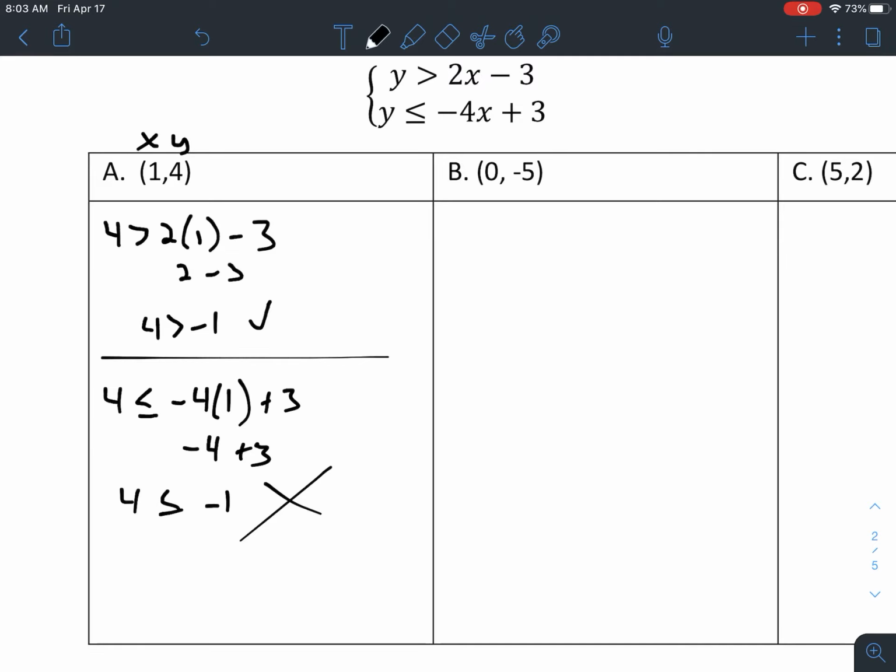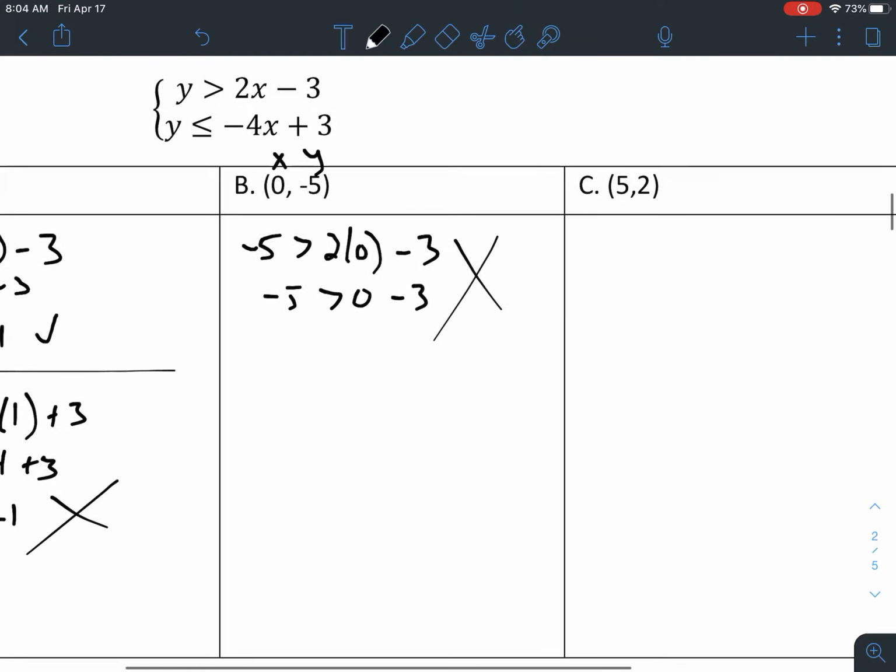Try the second one. Once again, that's x, that's y. Negative 5 is greater than 2 times 0 minus 3. Gives us 0, leaves us minus 3. Negative 5 is not greater than negative 3. So we know that one does not work just from that standpoint alone.